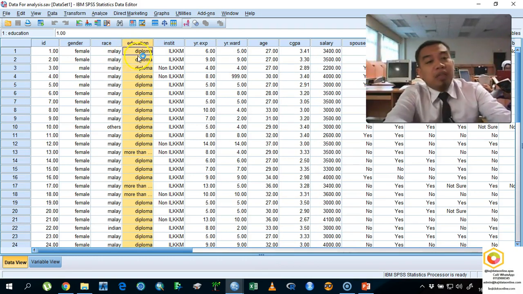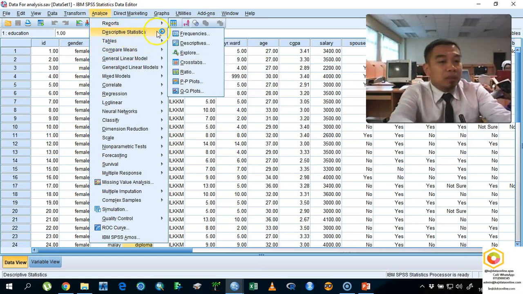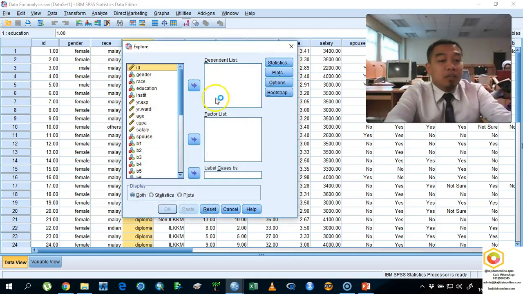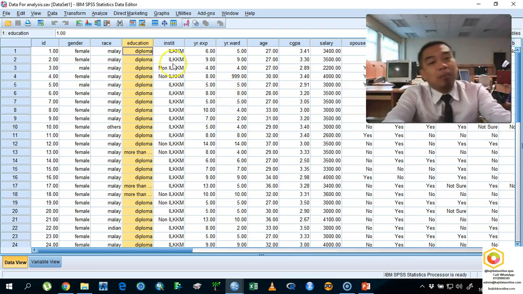How we want to do that is very simple. You just click Analyze, then go to Descriptive Statistics and Explore first, because we need to know whether the data is normal or not. Let's say the data is normal. If the data is normal, then cancel. Let's say the data is normal.